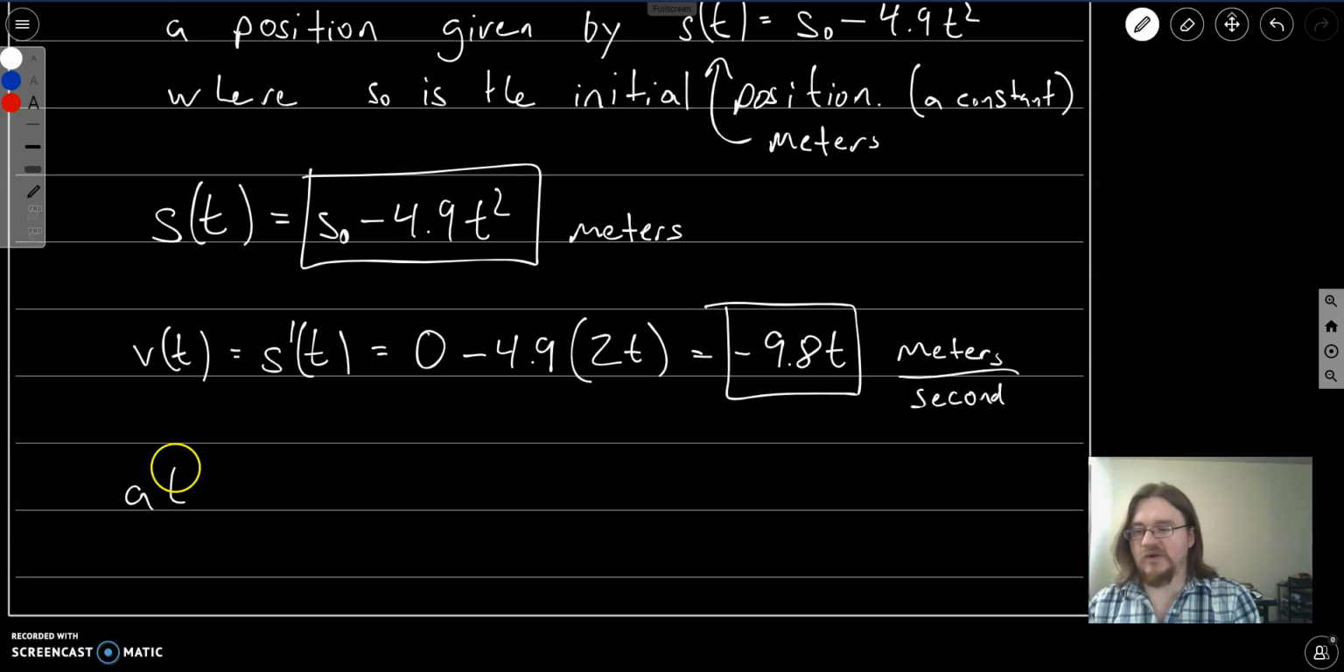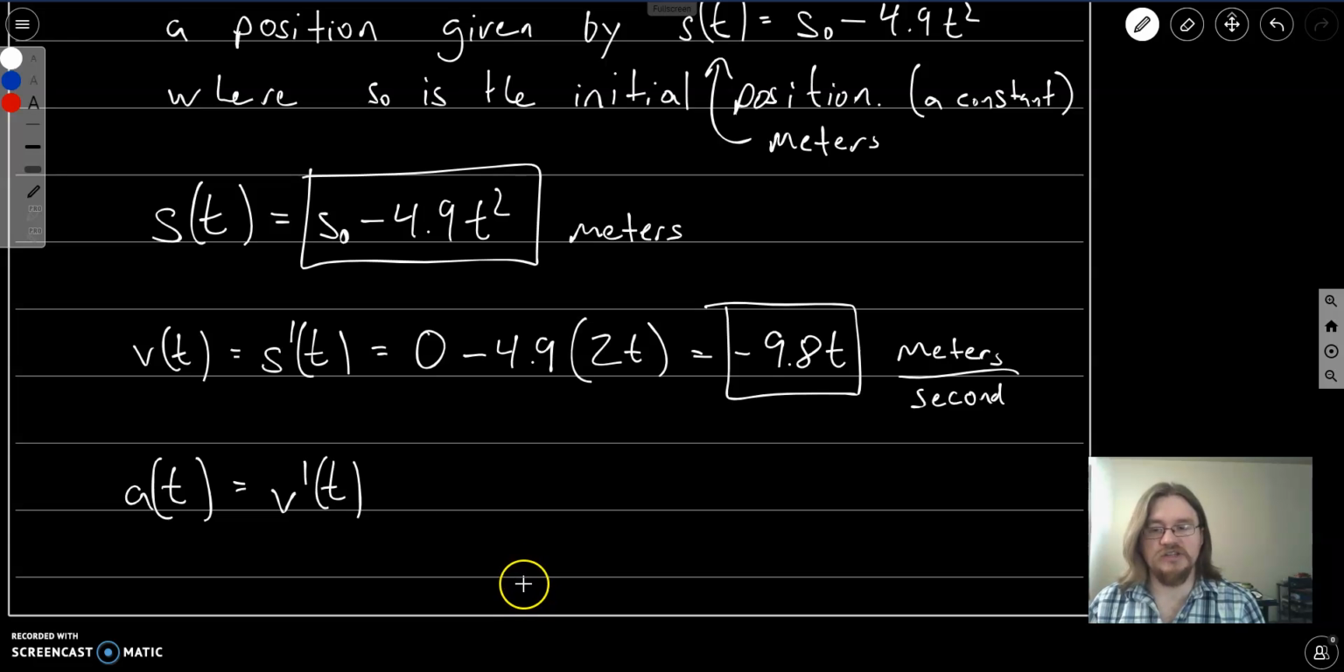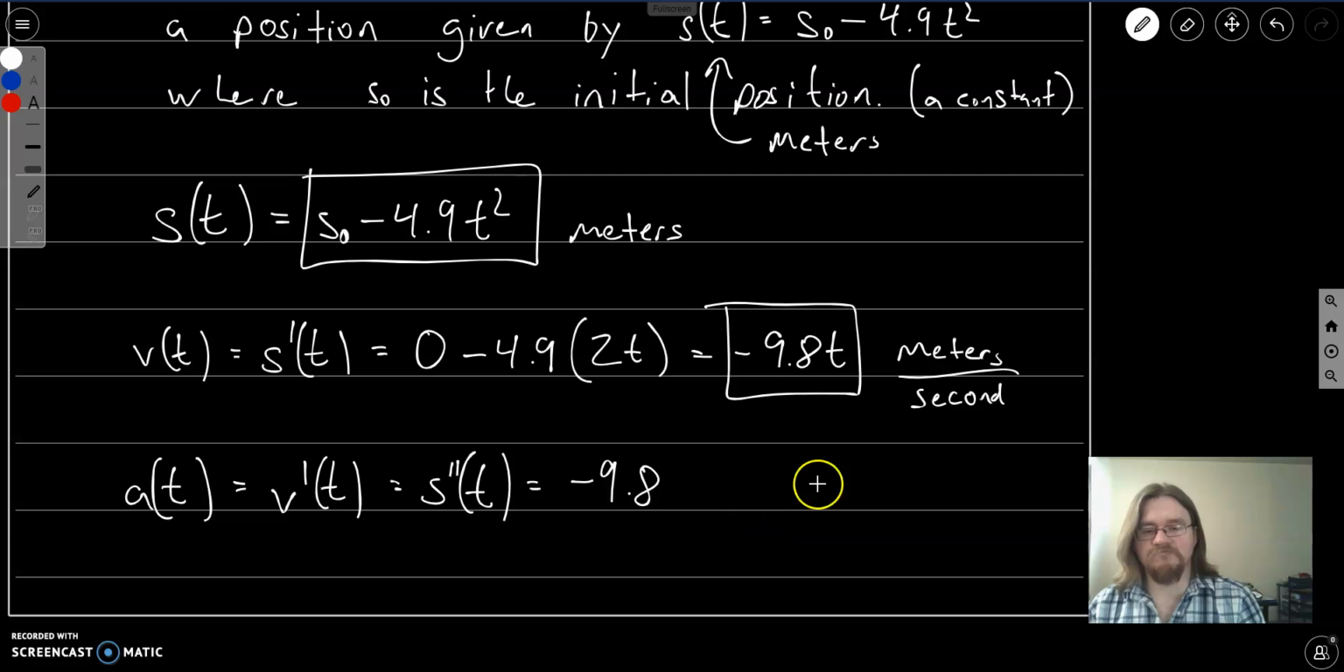So this makes sense. For this to be describing our position, we're always traveling downward. And now let's find our acceleration. Again, our acceleration is normally written a of t. The acceleration is the derivative of the velocity. It's how our velocity is changing. But velocity is, again, just a derivative of position. So acceleration is going to be the second derivative of position, which means we're just taking the derivative of velocity here. So the derivative of negative 9.8t is just going to be negative 9.8.